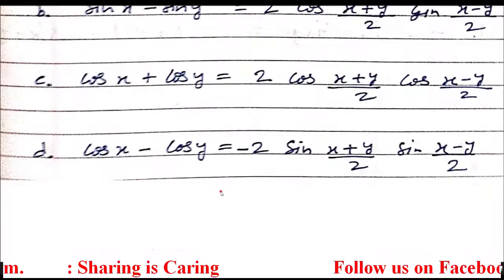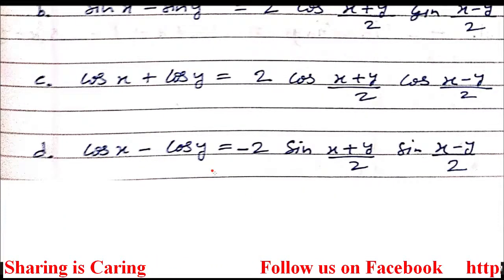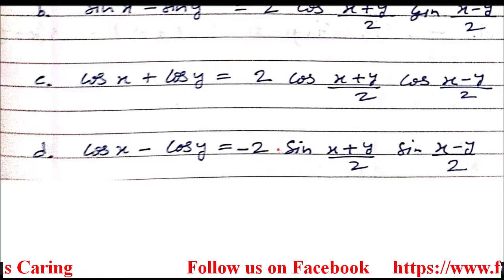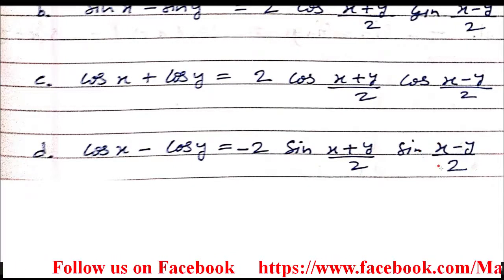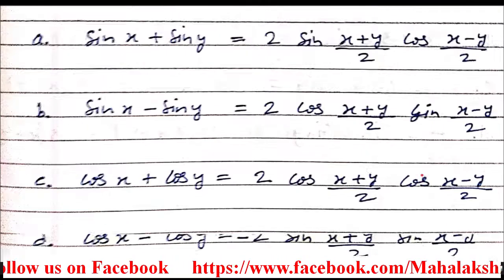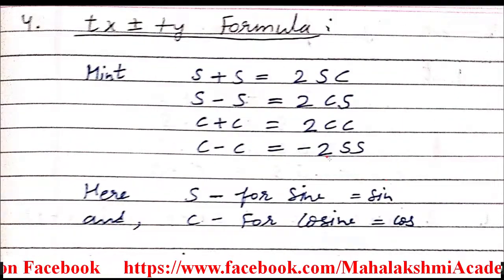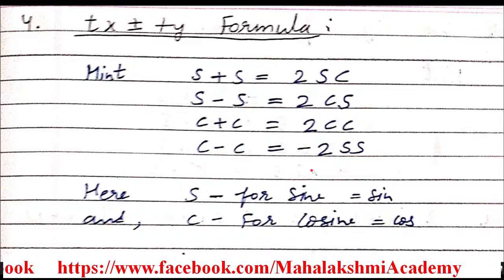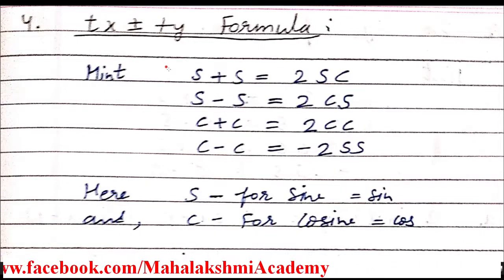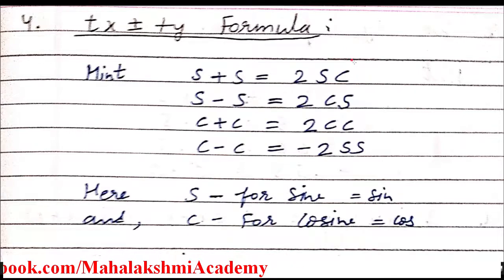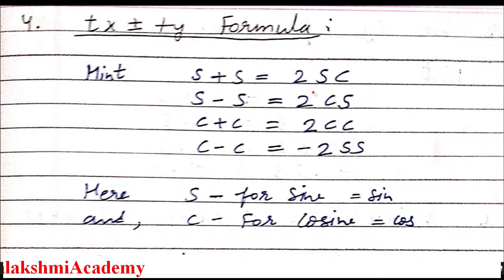So like this, you see here, cos x minus cos y is equal to minus 2 sin (x plus y)/2 and sin (x minus y)/2. Now students, if you reverse them, that is, first write down 2sc here in the left hand side, then in the right hand side what will come? s plus s. So just reverse the left hand side and right hand side, and the next set of formulas will arise.